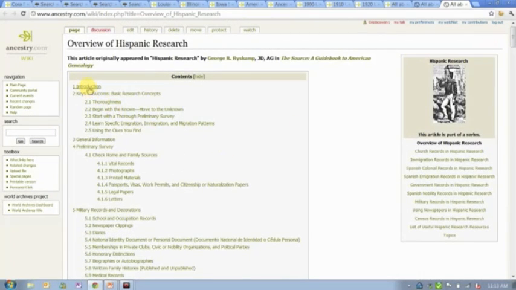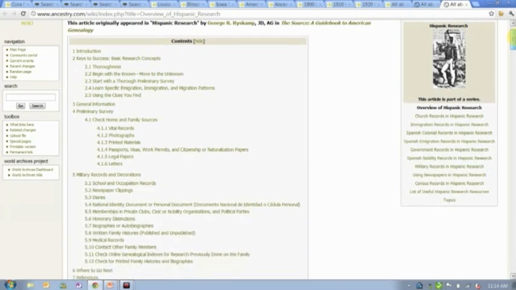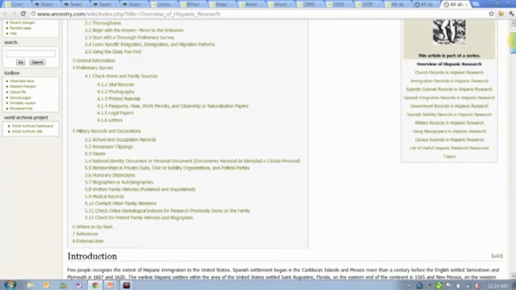But we've provided a table of contents to the article even at the very top. And so if you're just interested in vital records, or you're just interested in military records as it pertains to Hispanic research, again, these headings are all clickable links and you can jump to that section of the article.